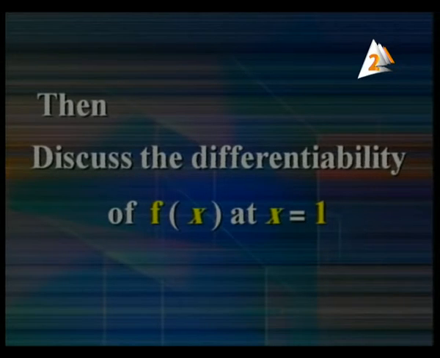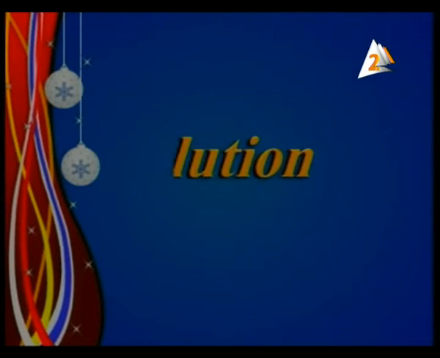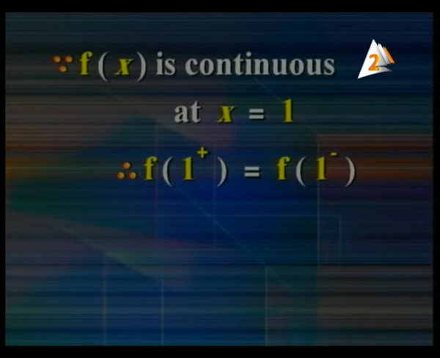Discuss the differentiability of f of x at x equals 1. Look at the solution. f of x is continuous. What do you mean of the continuous at x equals 1? Excellent student. f of 1 positive equals f of 1 negative. The function is continuous. What is the condition of continuous? The function at x equals 1. The condition is f of 1 positive equals f of 1 negative. Now we find f of 1 positive, 1 plus a, f of 1 negative, 2 plus 1. What is the value of a, dear student? a equals 2.